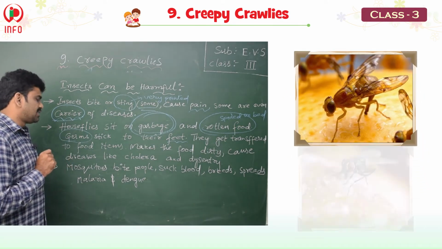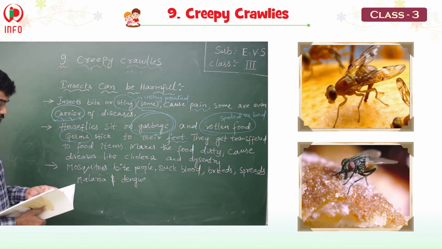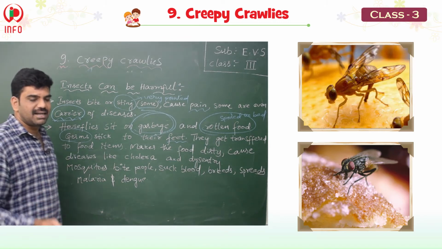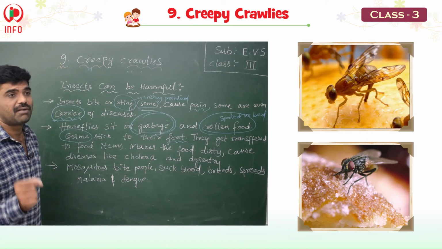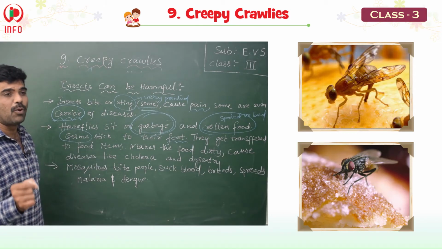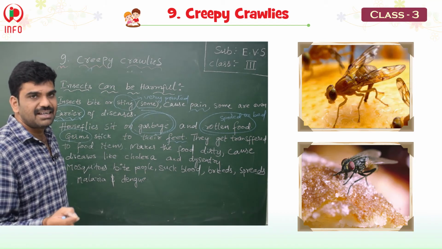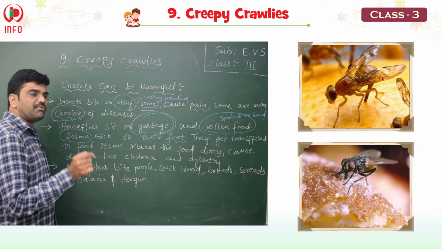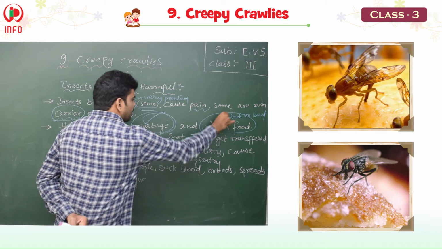They get transferred. So what happens after this? They get transferred to food items when the housefly sits on them. That is the reason after eating the food, we have to cover the food with lids. Otherwise, if we keep it open, these houseflies sit on the food material. Before coming to our food, where will they sit? They will sit on the garbage and rotten food.